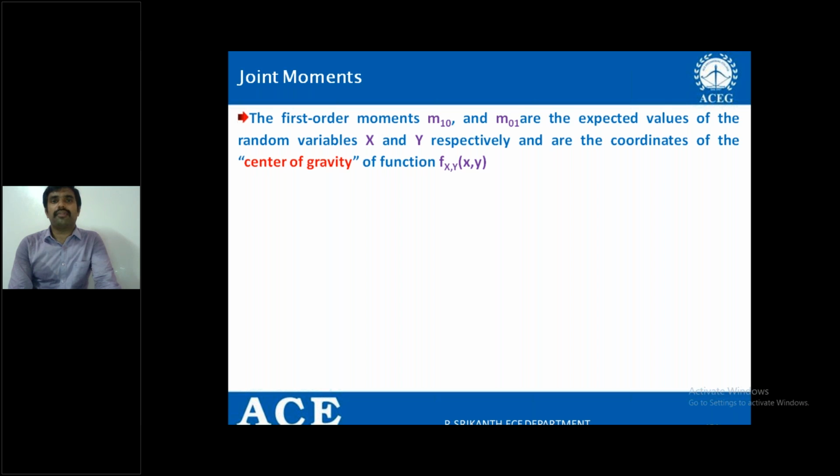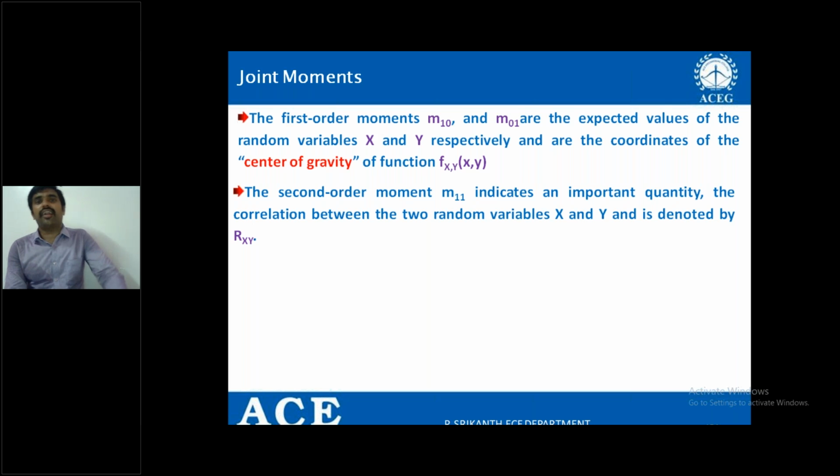The first order moments m10 and m01 are the expected values of the random variables x and y respectively, as we have just seen, and are the coordinates of the center of gravity of the joint density function fx,y of x comma y. So m10, m01 are also called the coordinates of center of gravity. Very, very important point. In competitive exams, m10 and m01 are called coordinates of the center of gravity.